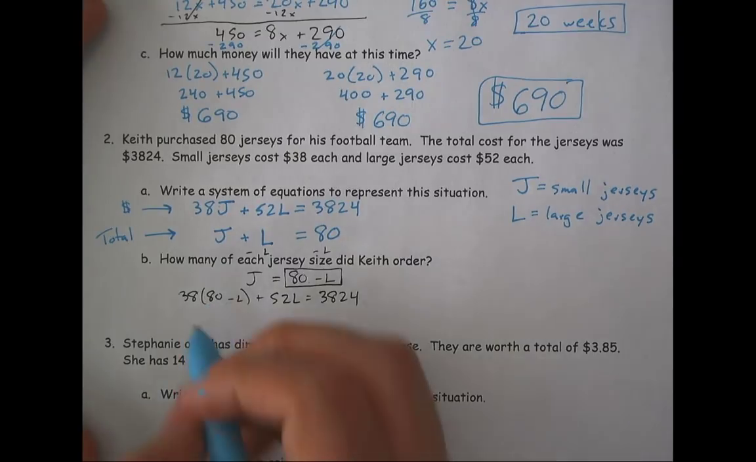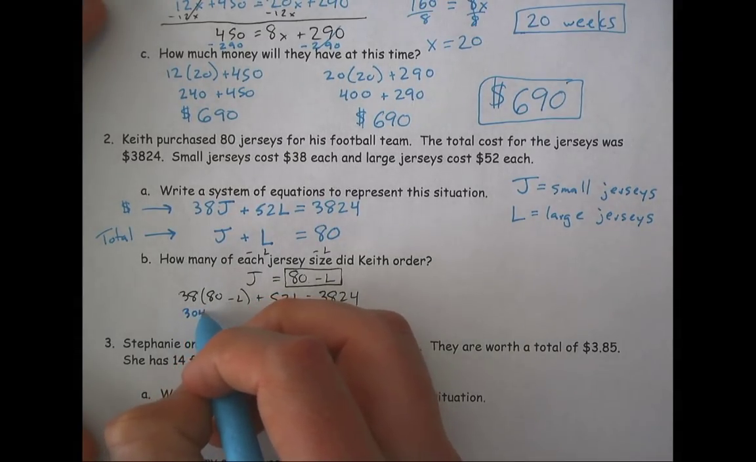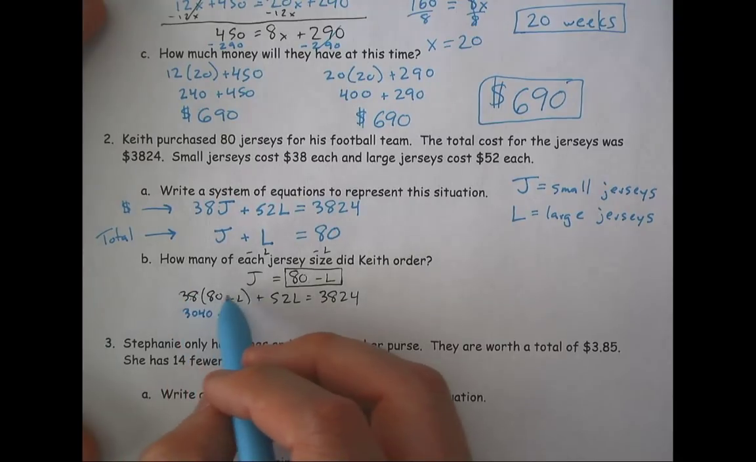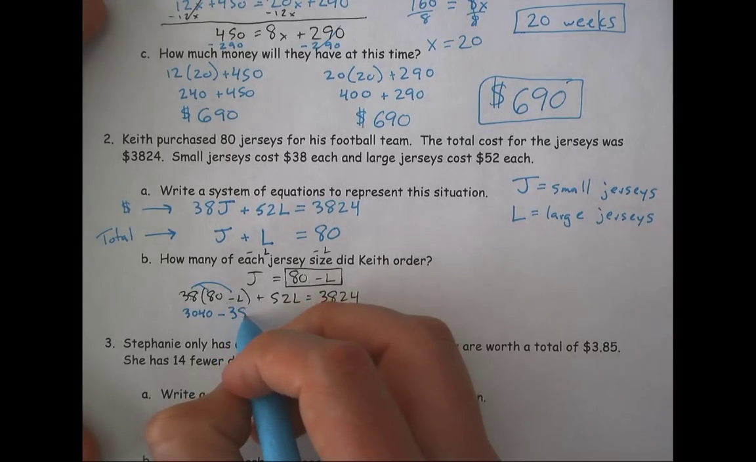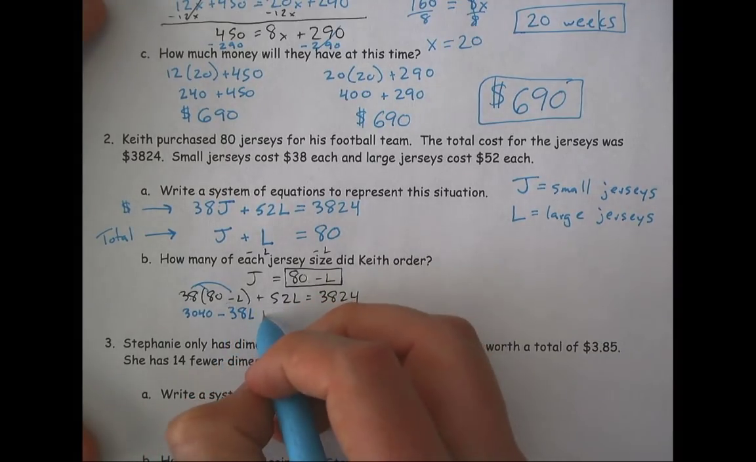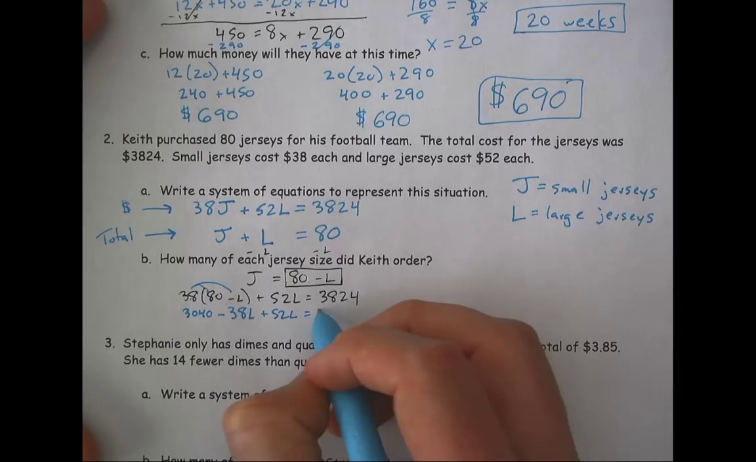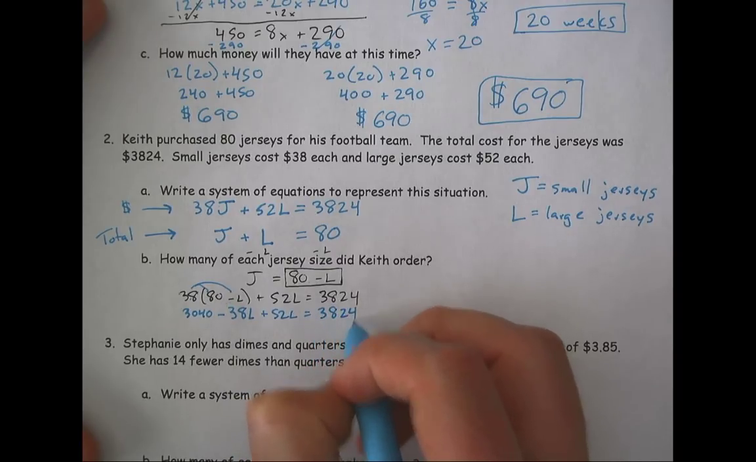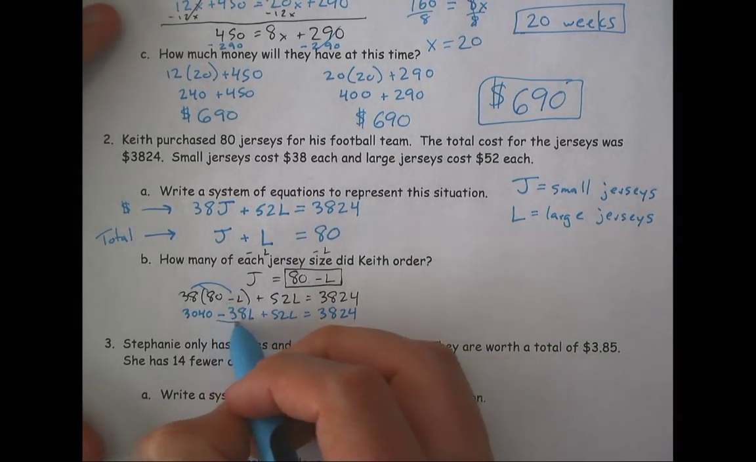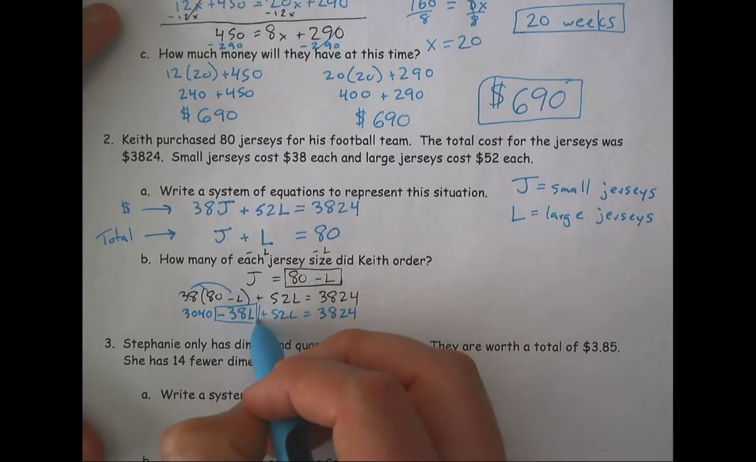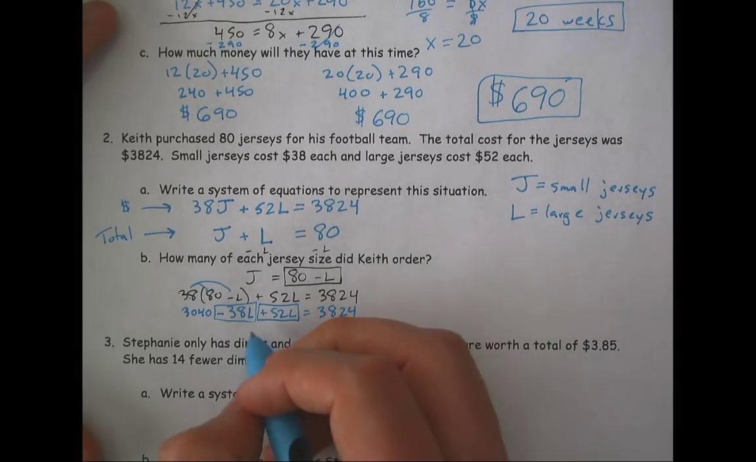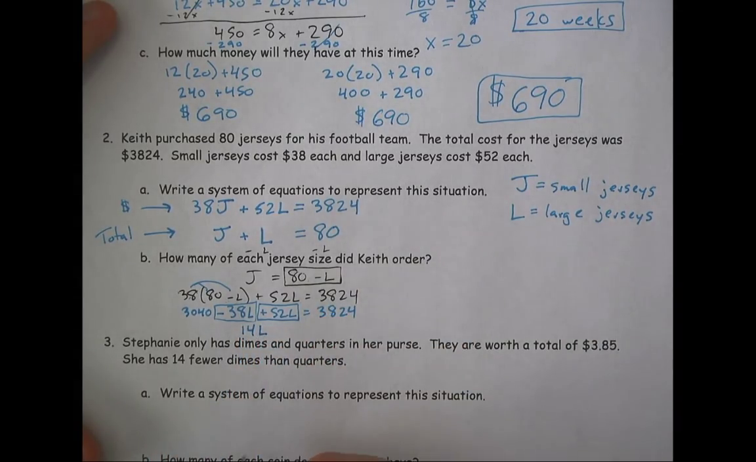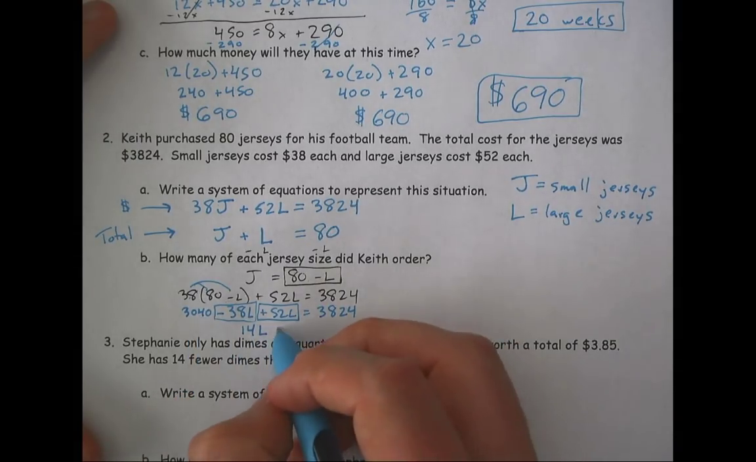Okay, so we're going to distribute here. This comes out to 3,040. I'm going to distribute here. So I already did this. Distribute here. That's just going to be a minus 38L plus 52L. So the first thing I should do here is combine my like terms. They're on the same side of the equal sign, so we're just going to go ahead and put those together. And that's 14L.